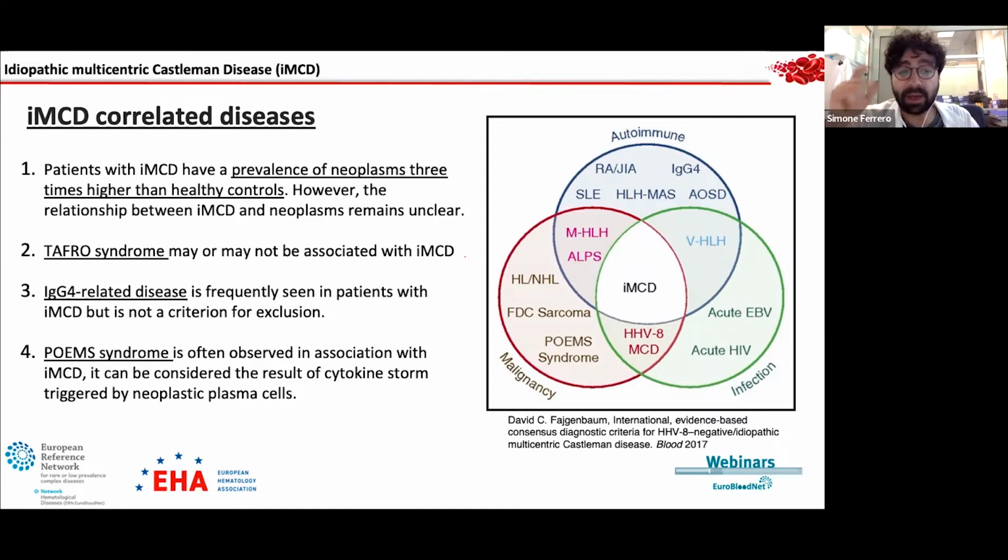Then we will talk about IgG4-related disease that is frequently seen in patients with Castleman, but is not an exclusion criterion. And then the POEMS syndrome, that is often associated with Castleman disease, but it is a different disease and is considered the result of a cytokine storm.